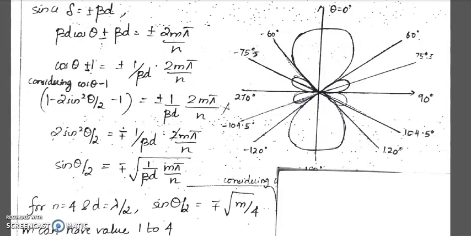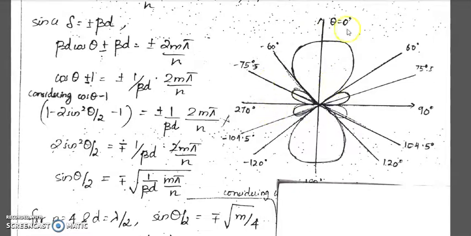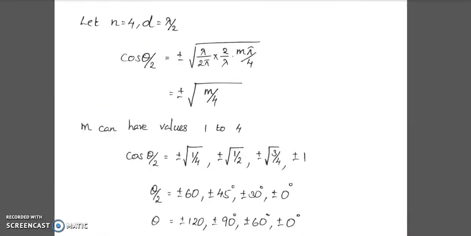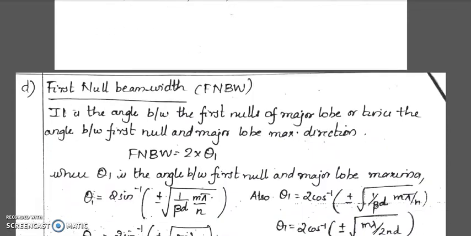Then you can draw the radiation pattern like this. The maximum radiation is along 0 and 180 degrees. And the grating lobes are along plus 75 and minus 75, plus 104.5 and minus 104.5 degrees. And the null points are along plus or minus 60 degrees, plus or minus 120 degrees and plus or minus 90 degrees. That is 90 and 270 degrees, you will get the null point. Then you can draw the radiation pattern like this.